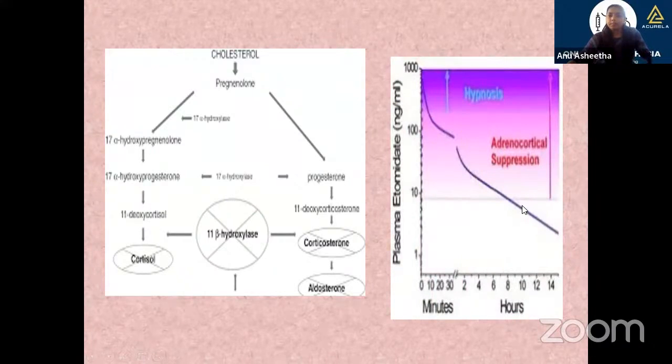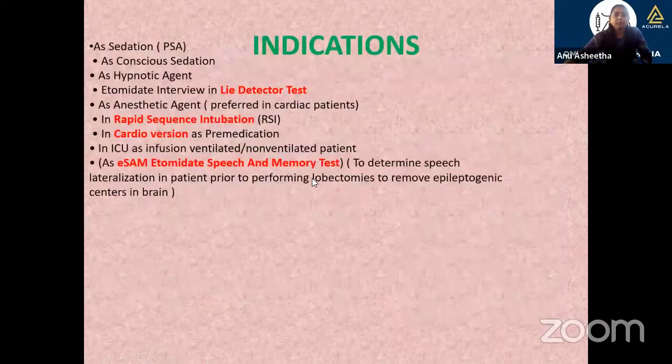So adrenocortical suppression occurs with a dose of less than 10 nanograms per ml, but it occurs after hours. So it is not used in ICU as a sedative agent. But hypnosis occurs within minutes, with a very large dose, 200 nanograms per ml. A large dose and very limited time is hypnosis, and over hours, but with a very small dose, adrenocortical suppression occurs. So it is used as a sedative hypnotic agent.